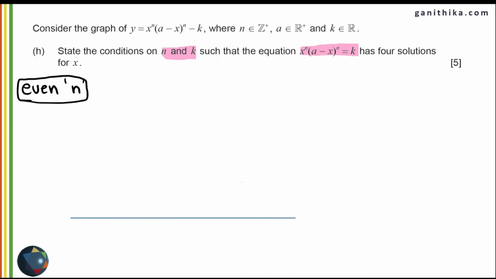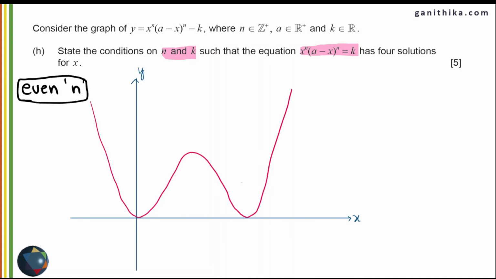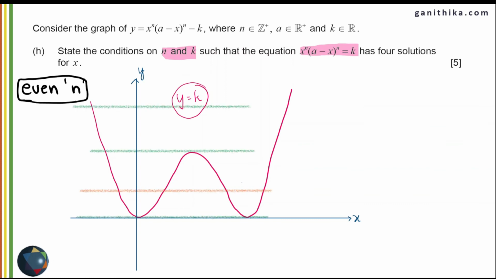Bring the graph here. For even values of n, the graph looks like this. We have 2 minimum points and 1 maximum point. But we need to draw y equals k lines on this and see which lines meet the graph at 4 different points. For example, if I draw 4 different y equals k lines like this, you can see that the first line meets the curve only at 2 points, which means we have only 2 solutions. We don't have 4 solutions in this case. Therefore, we are not going to take this line.